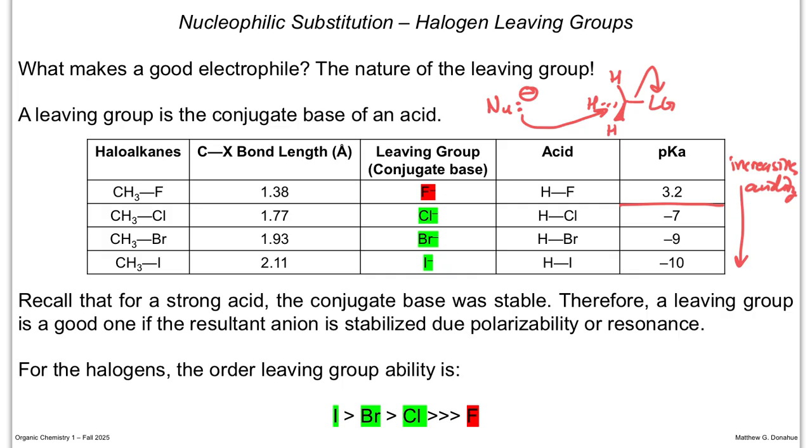So for the most part, SN2 reactions are run with chlorine, bromine, or iodine. We'll see an example with oxygen in a little bit, but we want to use one of those halides. The rate is that iodine is better than bromine, which is better than chlorine, and then fluorine is not a good leaving group.